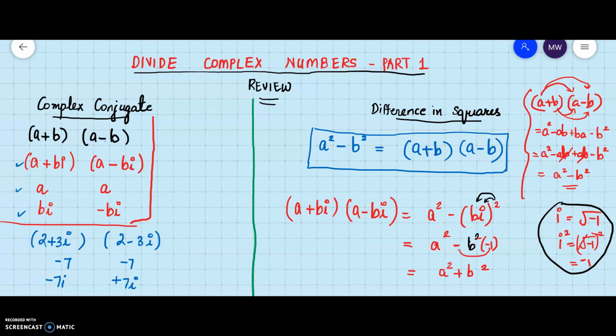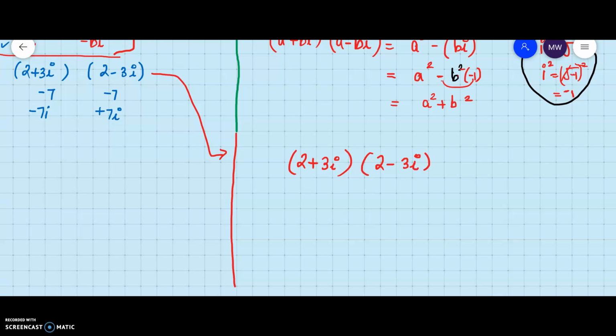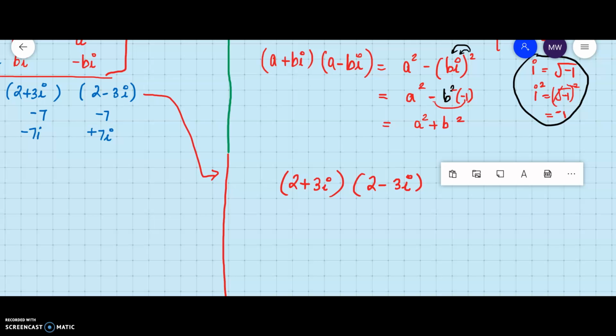So this is the second part that we have to remember. Let me give you an example for this. I'm going to take the conjugates from here that we talked about. If you have 2 plus 3i times 2 minus 3i, when you multiply these complex conjugates, you can apply the same rule. The final answer will look like a squared plus b squared.